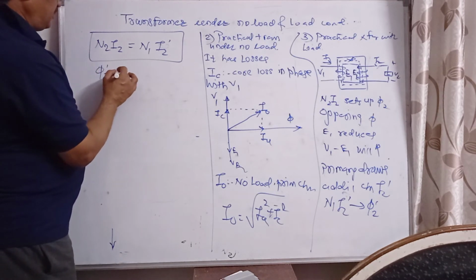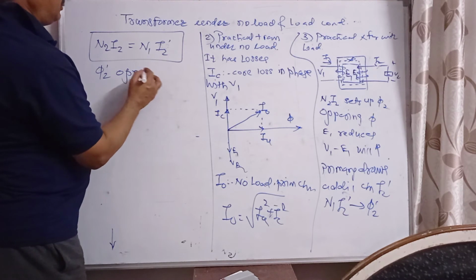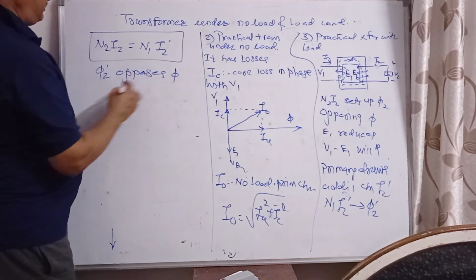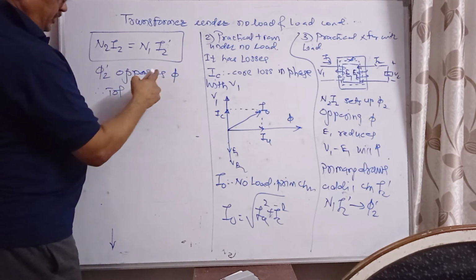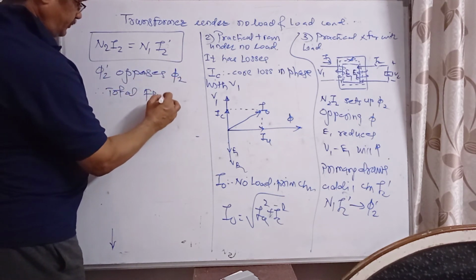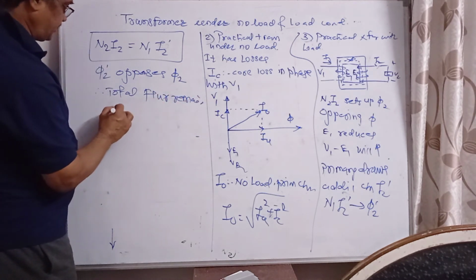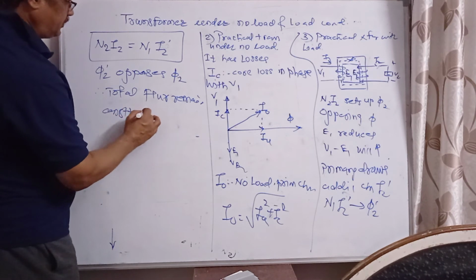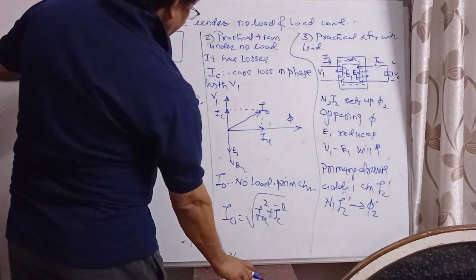Phi 2 dash opposes phi 2, therefore total flux remains constant at phi. So now, new vector diagram.